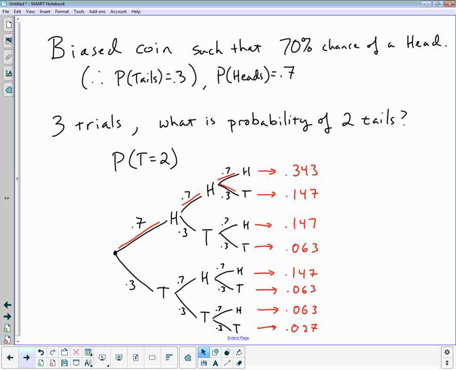Double check my math. Yep, I'm good. Okay. So the ones that we're interested in are which ones? Only 2 tails. I didn't specify what order they were in. So if I only cared about 2 tails, well, that's going to be right here. A tail, a head, and a tail right there. A tail, tail, and a head right there.